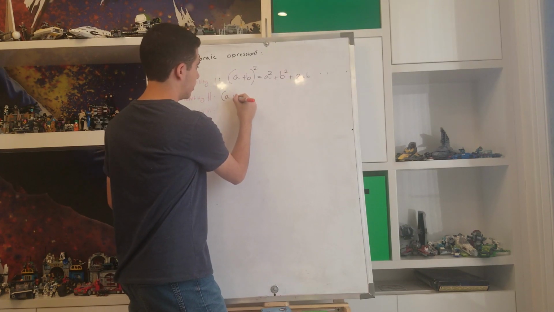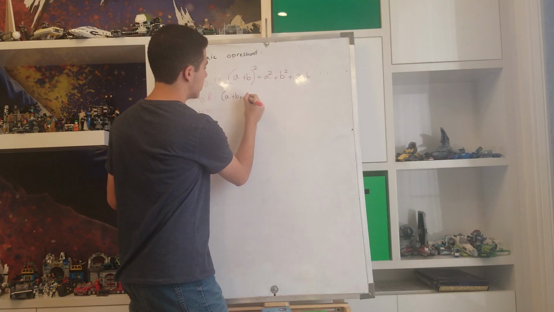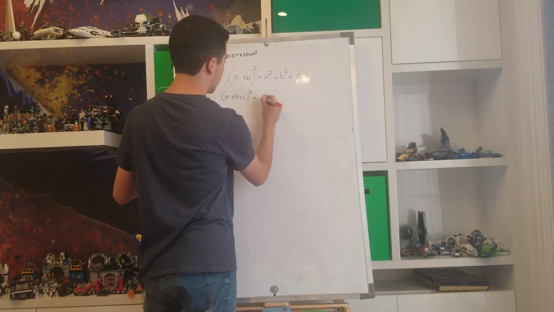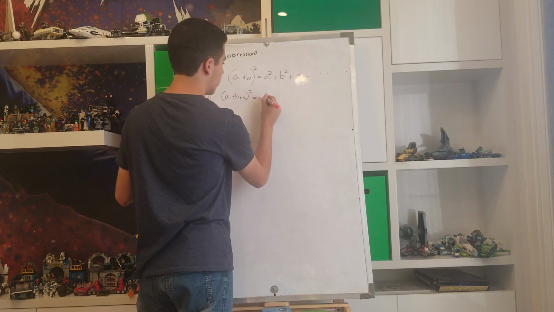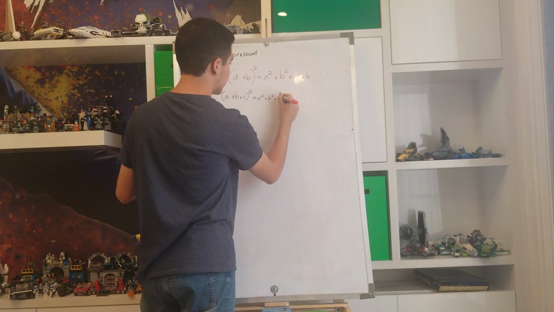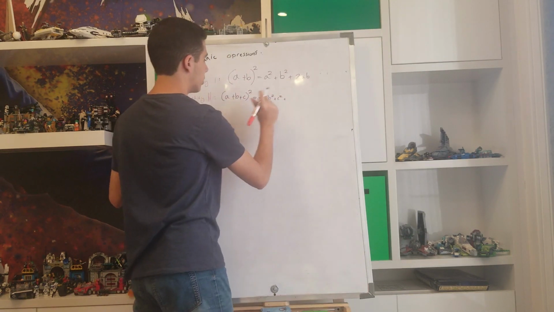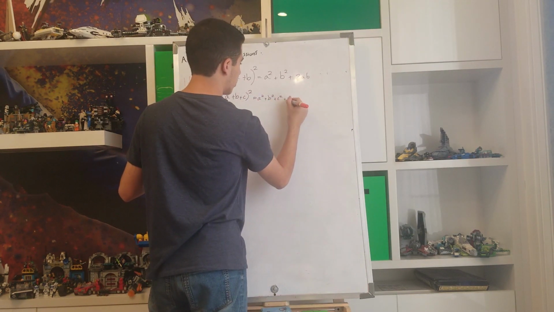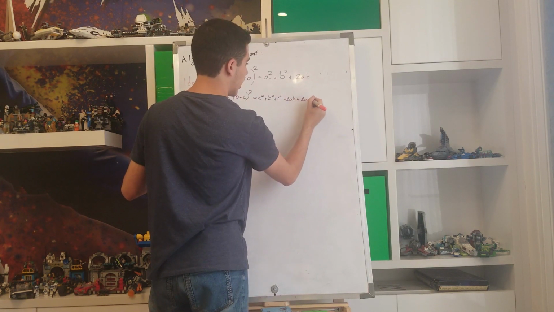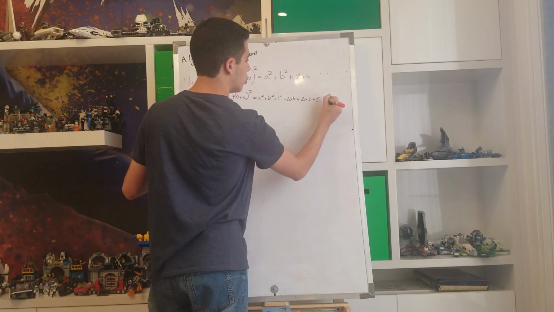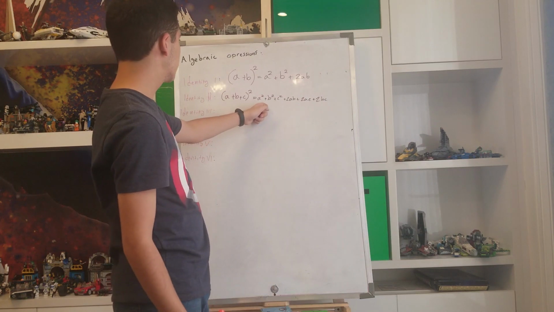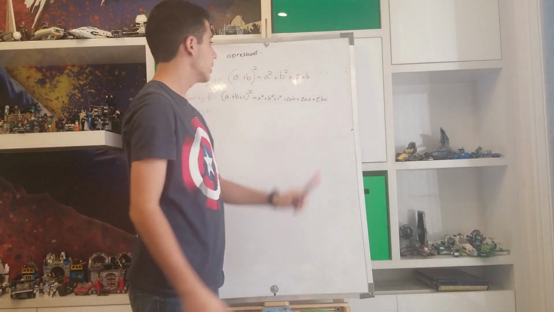a plus b plus c squared. You'll have a squared plus b squared plus c squared plus 2ab plus 2ac plus 2bc. I think that's how you do it. Okay, yeah, so that's how you write them.